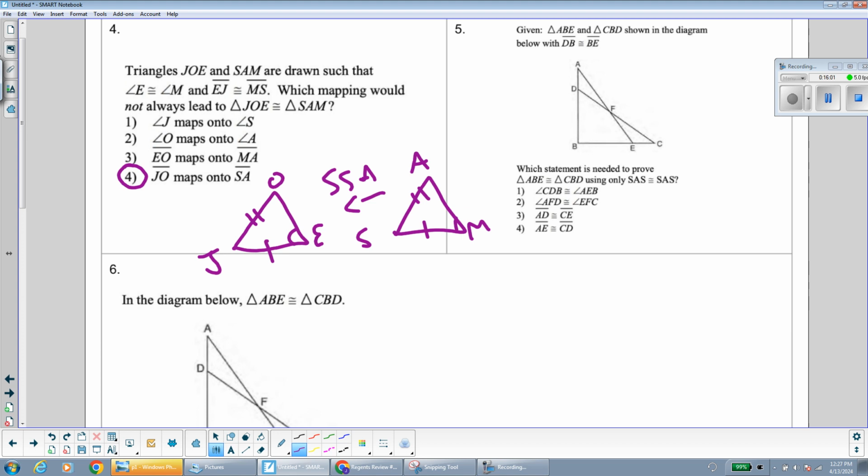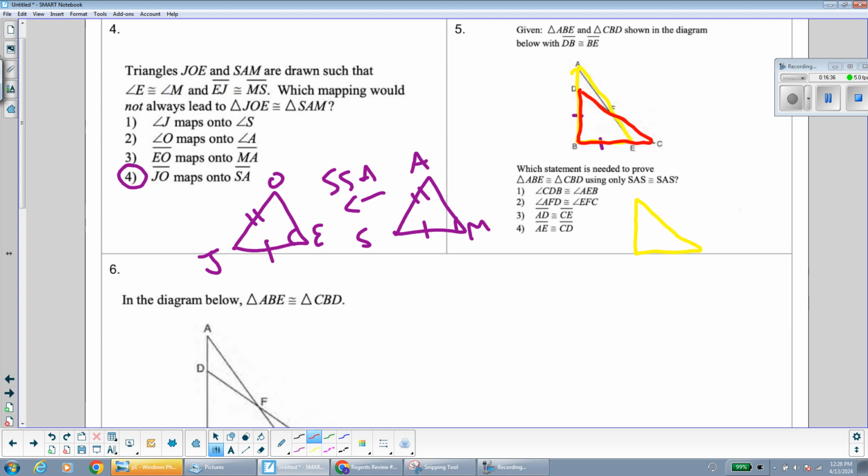Moving on to number 5. Number 5 says that in the two triangles below, DB is congruent to BE. And it asks which triangle is needed to prove triangle ABE, that's this one, congruent to triangle CBD, that's this one, using side angle side. So what we should do when we have overlapping triangles is we should redraw them separately.